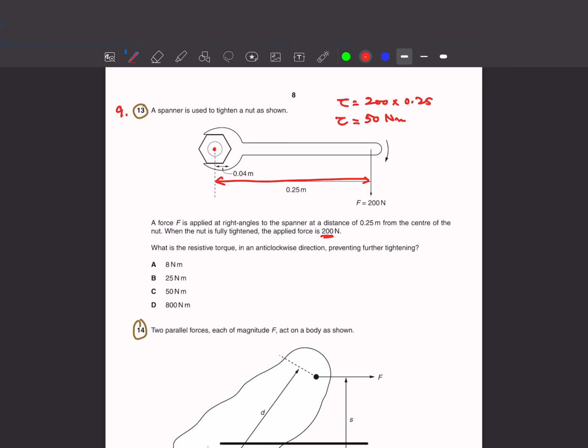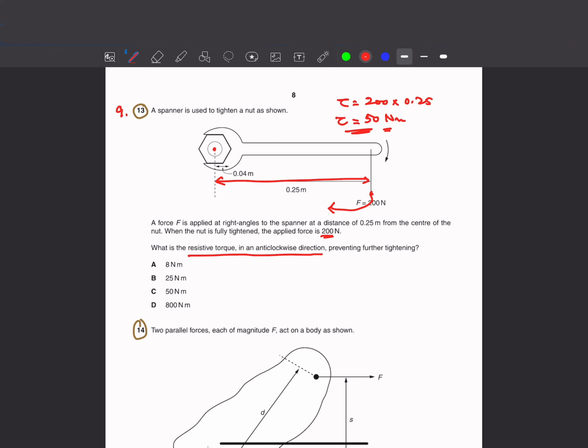What they are saying is, what is the resistive torque in an anti-clockwise direction preventing further tightening? So what is the situation here? This is the force you are applying, and you are getting this clockwise moment. And if you want to get the anti-clockwise moment or torque, this will be because of the resistive force. So of course this will be the same as this one.